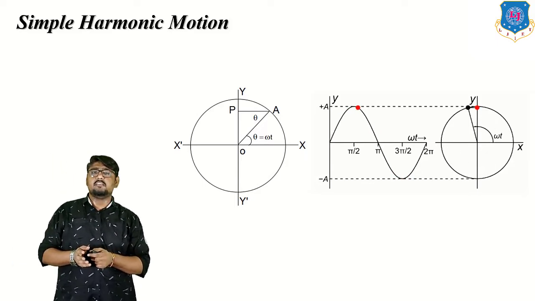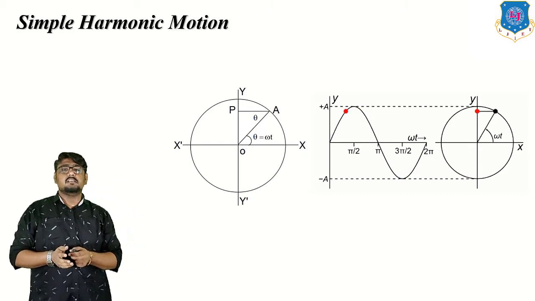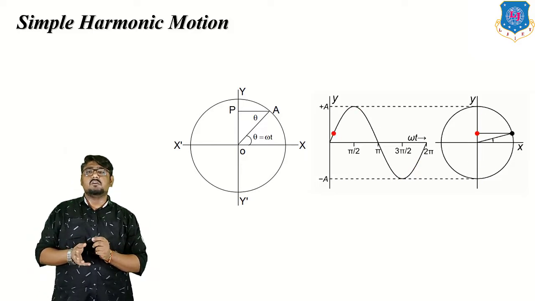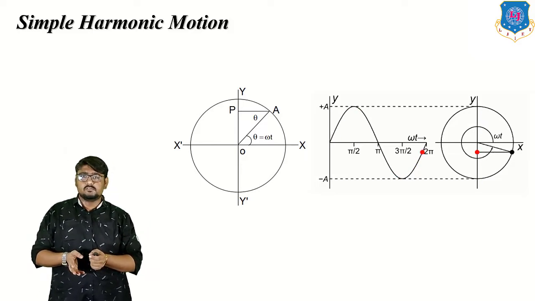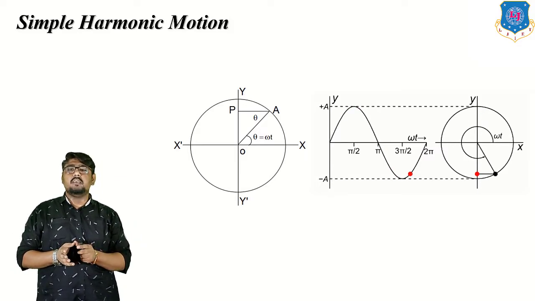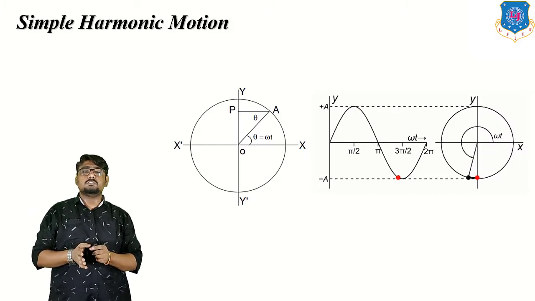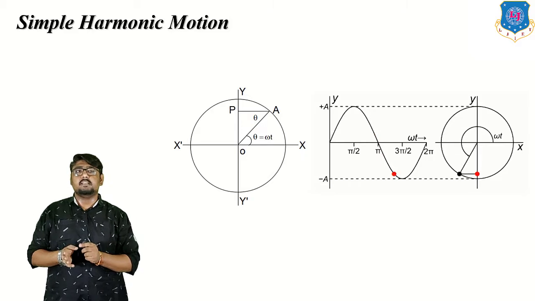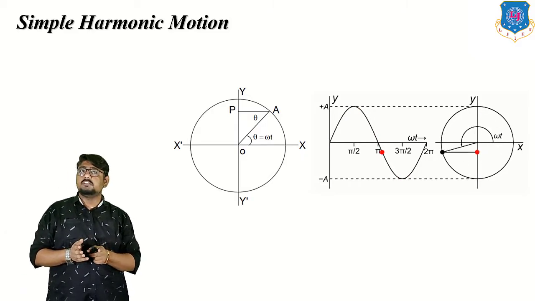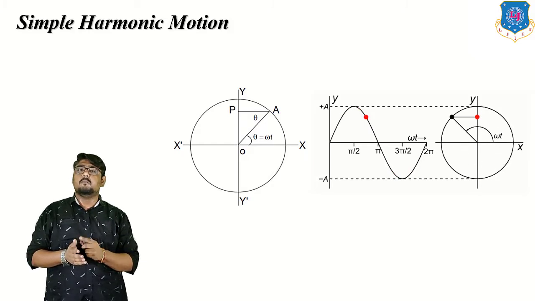So what are the conditions for the occurrence of simple harmonic motion? In case of mechanical oscillations, three conditions must be satisfied. There must be a position of stable equilibrium, there must be no dissipation of energy, and the acceleration should be proportional to the displacement and opposite in direction. The acceleration must be proportional to the displacement in order to follow simple harmonic motion, and it must be in the opposite direction.